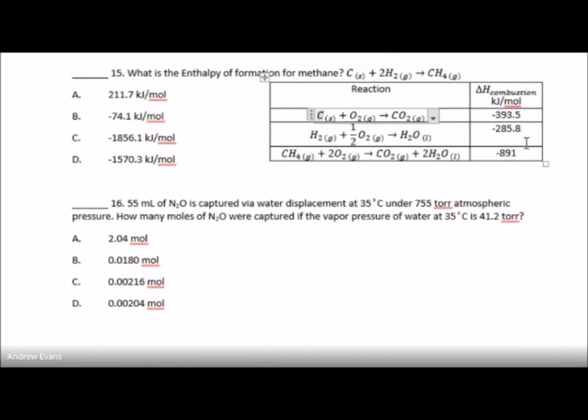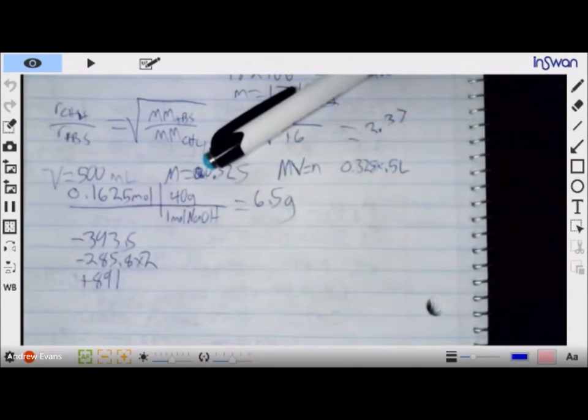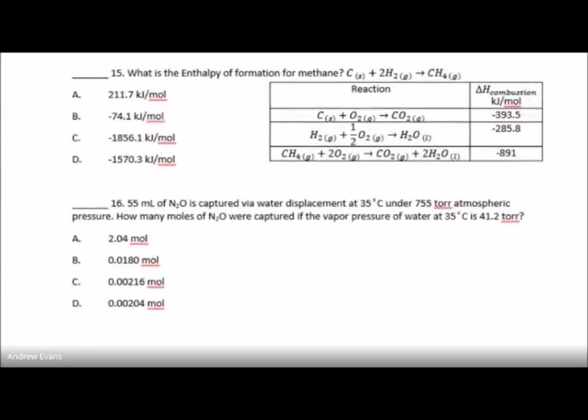So I'm going to use equation 2 doubled. I have 285.8 times 2. And we have the final thing, methane. Methane is here, but methane is there. So we have to flip this guy around. Flipping this guy around means we have positive 891. So looking at the numbers, I'm going to sum up equation 1, equation 2 twice, and the reverse of equation 3. And that would give us negative 74.1. So, correct answer is B.